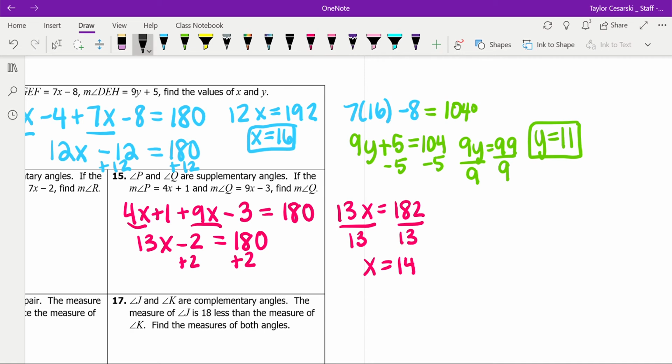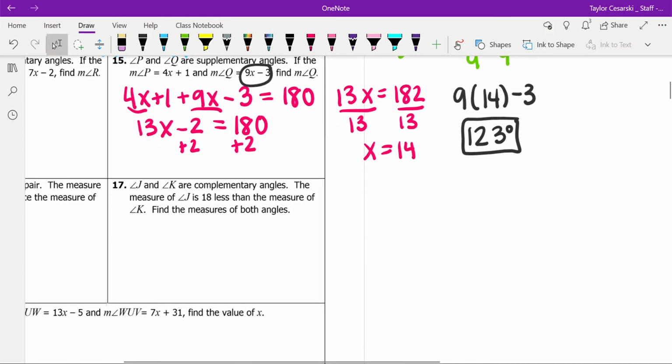Now 14 is not going to be your final answer here because it asks for angle Q. So I have to go back and plug it back in. So 9 times 14 minus 3. When you plug that in your calculator, you should get 123 degrees.